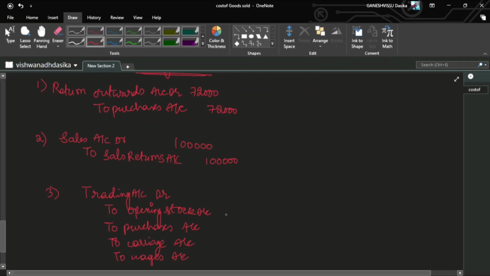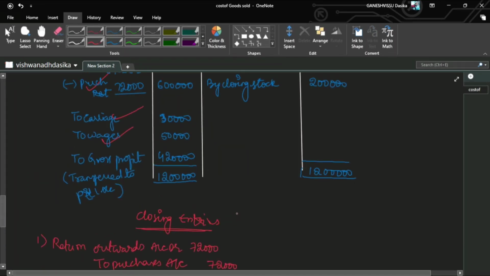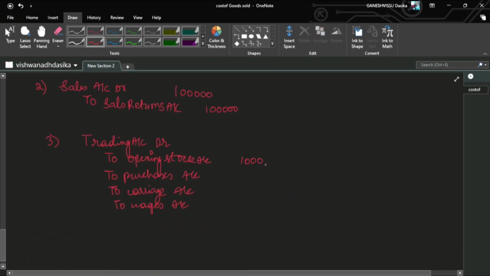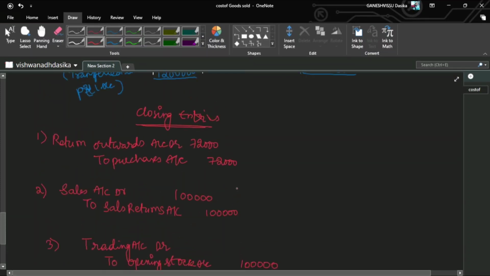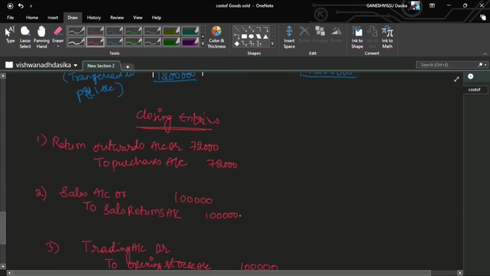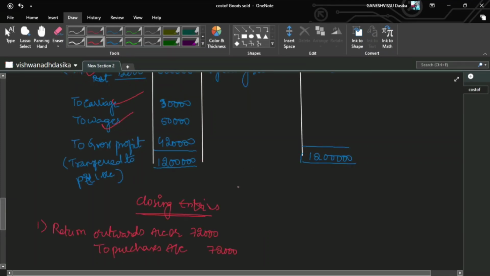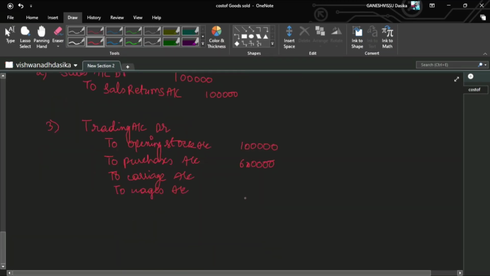Okay, opening stock 1 lakh, purchases 6 lakhs, carriage 30 and 50. And total we are going to debit to the trading account 1 lakh, 6 lakh, 7 lakhs, 80,000.